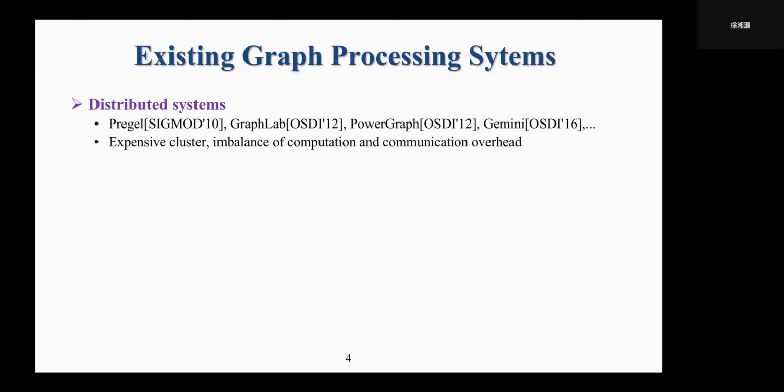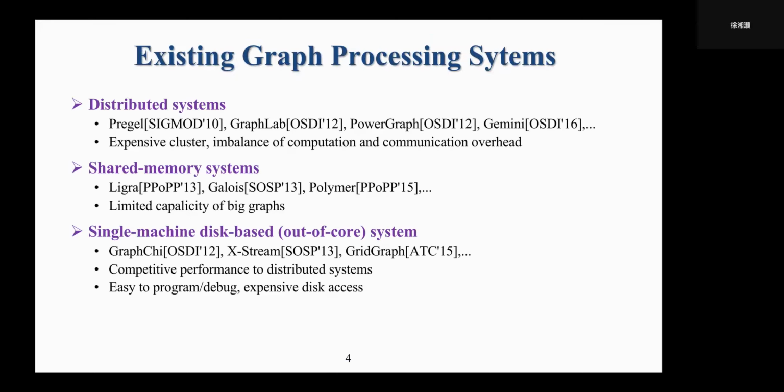As graph processing becomes more and more popular, many graph-specific processing systems appear in recent years. According to the underlying hardware platform, they can be classified into three categories: distributed, shared memory, and out-of-core or disk-based graph processing system. Distributed systems can scale to very large graphs, but they require an expensive cluster and often suffer from the problem of load imbalance and communication overheads. Shared memory systems are easy to deploy, but the capability is limited by the memory capacity of a single machine when handling very large graphs.